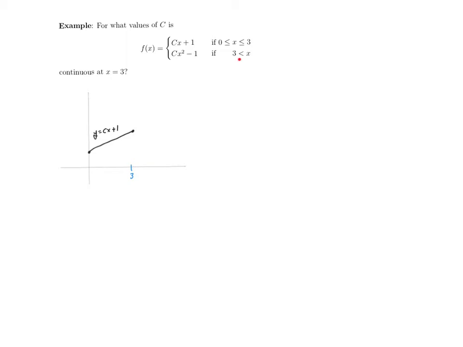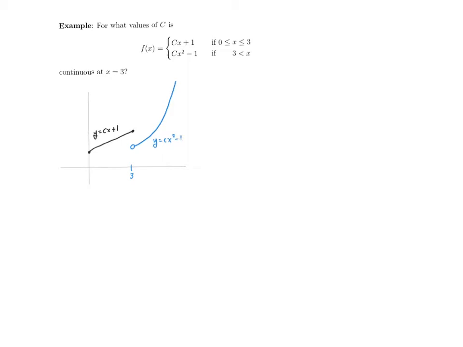To the right of 3, we have the quadratic cx squared minus 1. I can't really be overly specific, but roughly speaking, I know we're going to have a quadratic, and if I just draw this with a positive c value, maybe it looks something like this. I'm just trying to get a little bit of intuition.